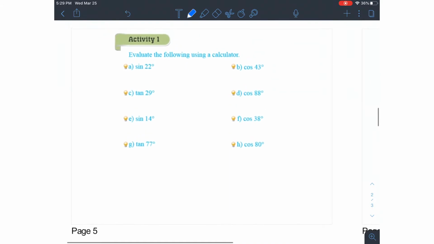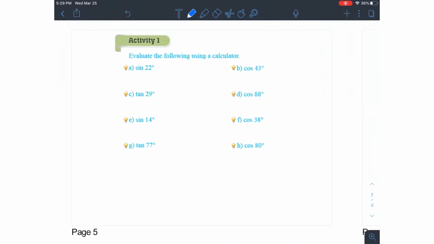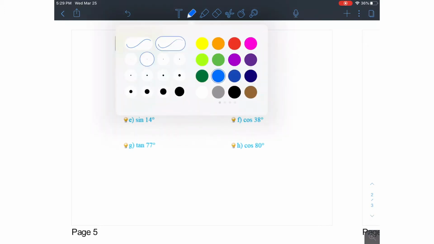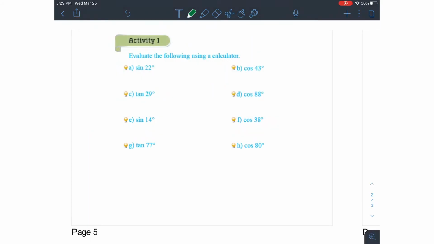Since we have learned how to use our calculators to solve these, I want you now to go ahead and calculate all of these values. So pause the video, answer them, and then when you are done, I will demonstrate to you the correct answers. Okay, now that you have done that, I am going to show you what you should have gotten for these.